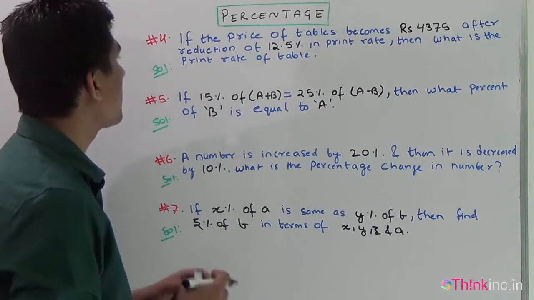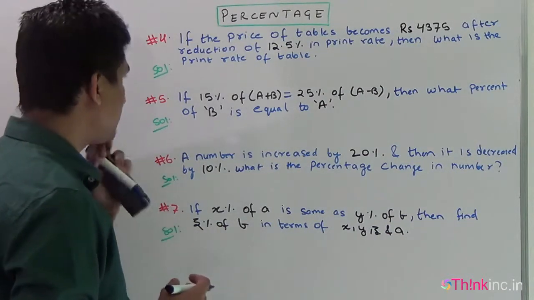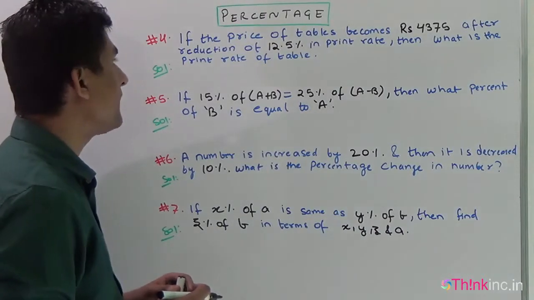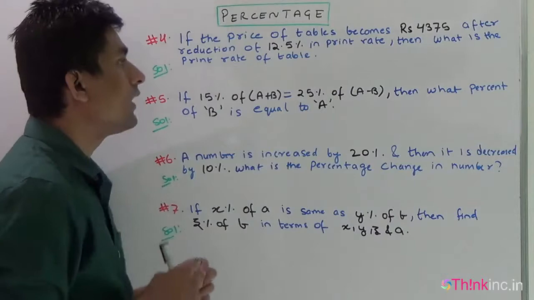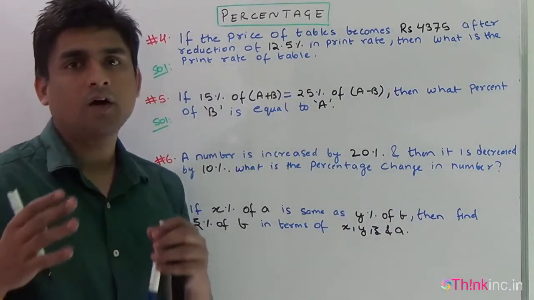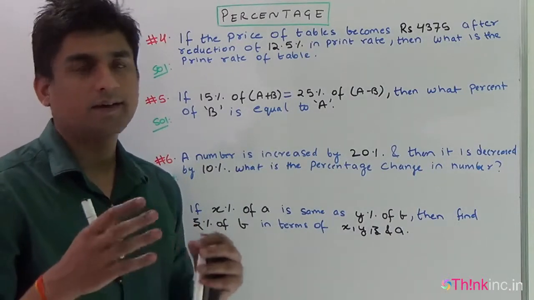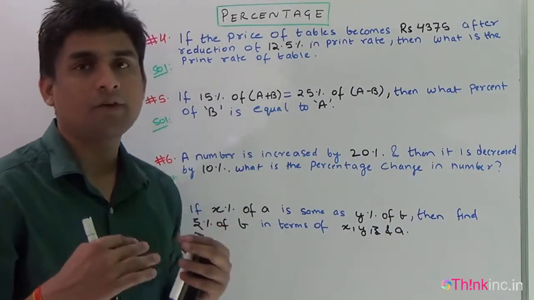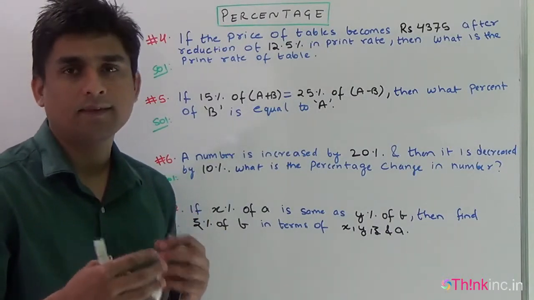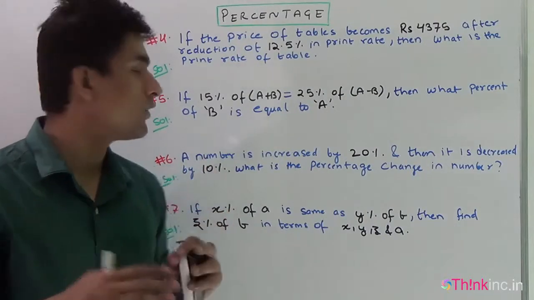The first question is: if the price of a table becomes rupees 4375 after a reduction of 12.5% in the print rate, then what is the print rate of the table? The question says the price of a table was something. Now after a reduction of 12.5% from its price, it has become rupees 4375. We have to find the actual price of the table, that means the price of the table before its reduction.